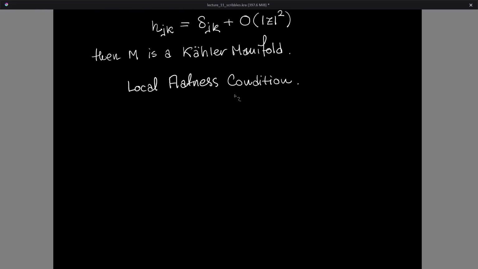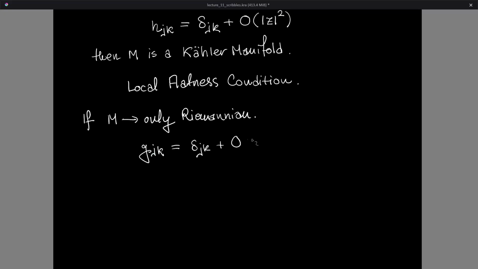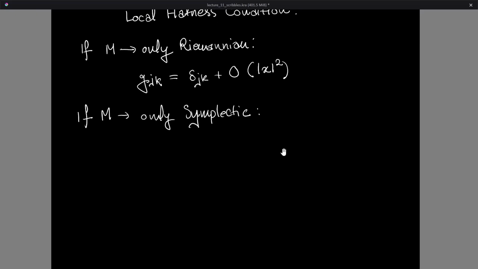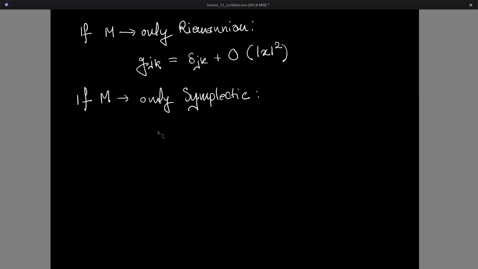We can see this like so: if M was only Riemannian, not symplectic, then we would have g_jk equals delta_jk plus O of |x|^2, the real coordinate. And if M was only symplectic and not Riemannian, then we know from Darboux's theorem that omega would be equal to the sum over j of dx_j wedge dy_j, right?